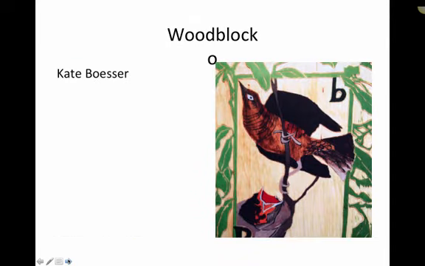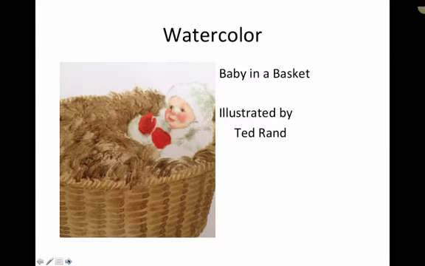Here's another example of a woodblock. This is from Kate Besser's alphabet book, but this is different because the picture is actually of the woodblock, and you can see the grain of the wood there, and she carved it back, and then she painted the front of the woodblock. So that's interesting. Probably the most common medium in children's illustration is watercolor.